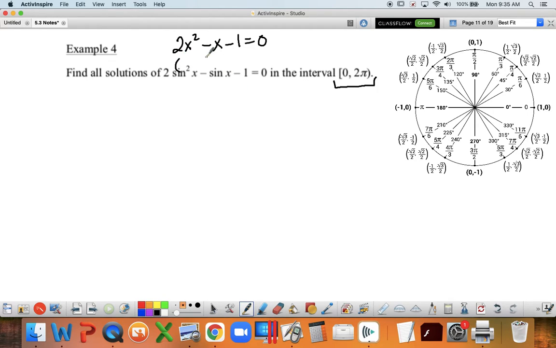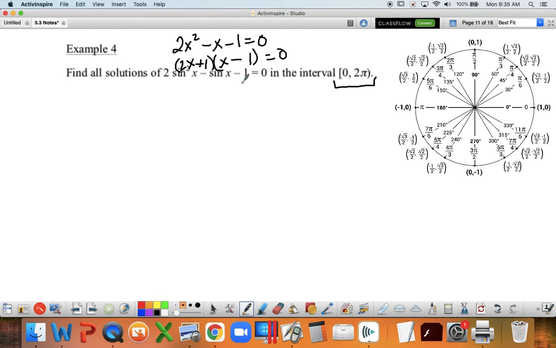And I want to figure out, how do I factor this down? Well, I know I need to get 2x times x to get my 2x squared, and I need to get 1 times 1 to get my 1 back here. One of them is going to need to be negative, and one of them is going to need to be positive. Well, I want a negative 2x and a positive 1x so that they sum up to get me a negative x in the middle. So that is how you factor this quadratic down.